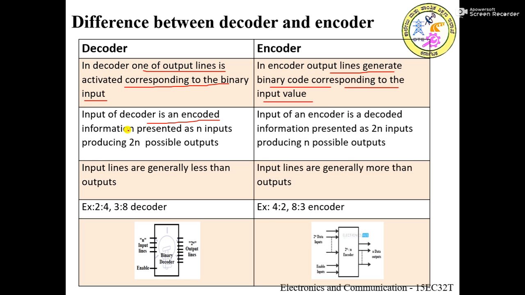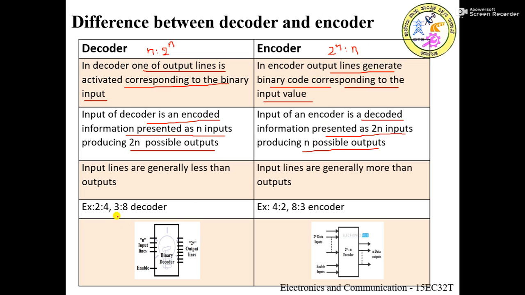The input of the decoder is encoded information presented on n inputs, producing 2 to the power of n possible outputs. In the case of an encoder, it receives decoded information presented on 2 to the power of n inputs and produces encoded data on the n possible output lines. Normally, a decoder is indicated by n is to 2 to the power of n, and an encoder by 2 to the power of n is to n. Means the input lines are generally fewer than outputs in a decoder, whereas conversely, in an encoder, the number of input lines is more than the number of outputs.